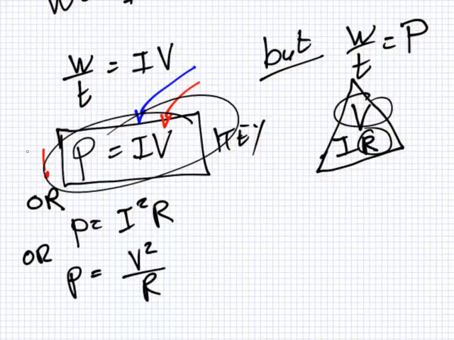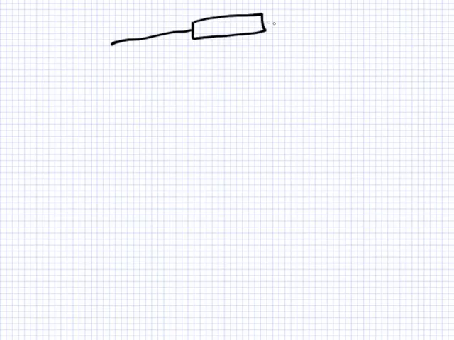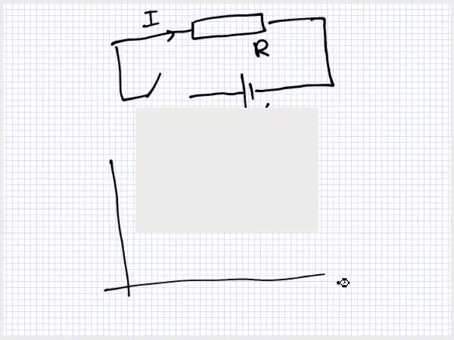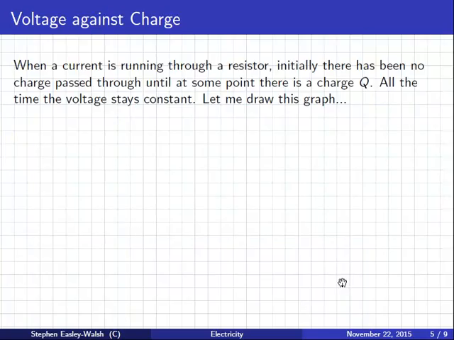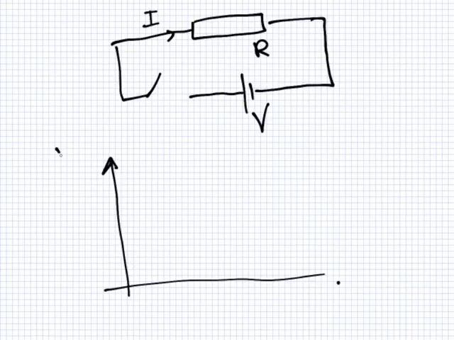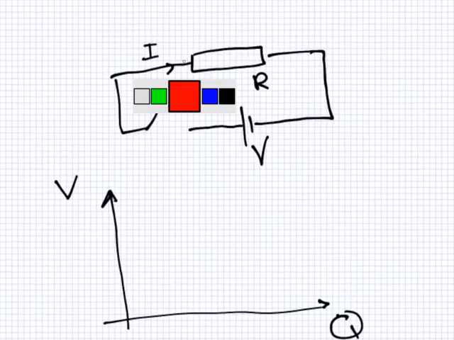So what we have here is a resistor, here is a switch, here is a power supply, this is R, this is V, and this is I. So let's have a look at the graph. What do I want to put on the axis? Voltage against charge. So I'll put voltage here and I'll put charge here. And I'll stick a little voltmeter here.